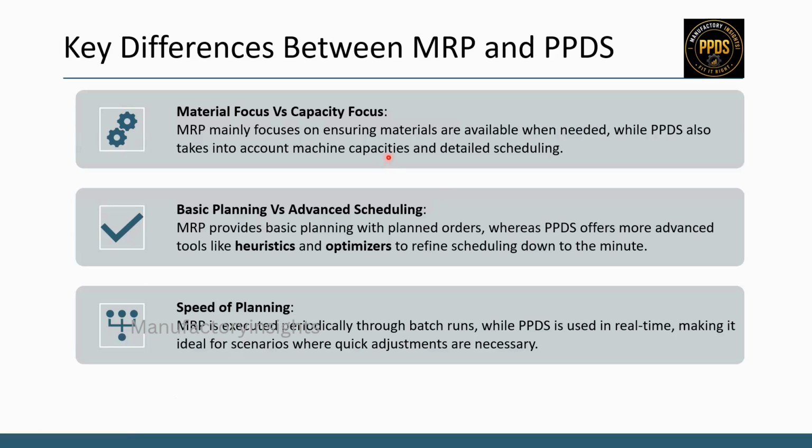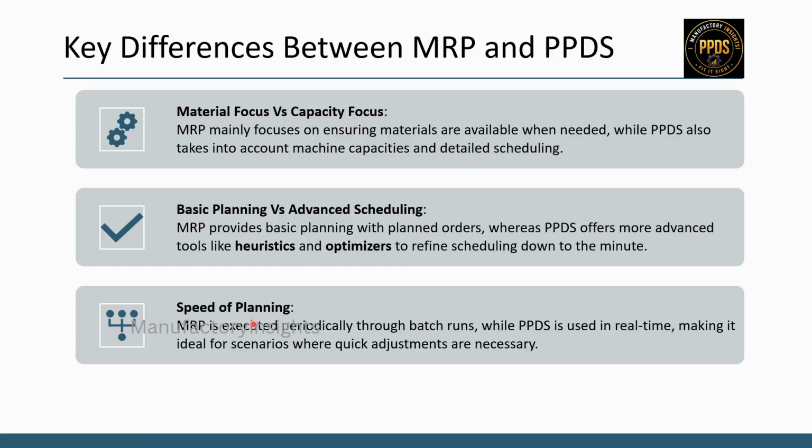Material focus versus capacity focus. MRP mainly focuses on ensuring materials are available when needed, while PPDS also takes into account machine capacities and detailed scheduling. Next, basic planning versus advanced scheduling. MRP provides basic planning with the planned orders, whereas PPDS offers more advanced tools like heuristics and optimizers to refine scheduling down to the minute.